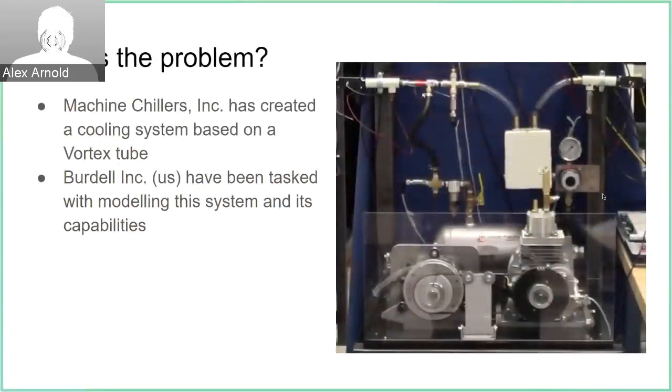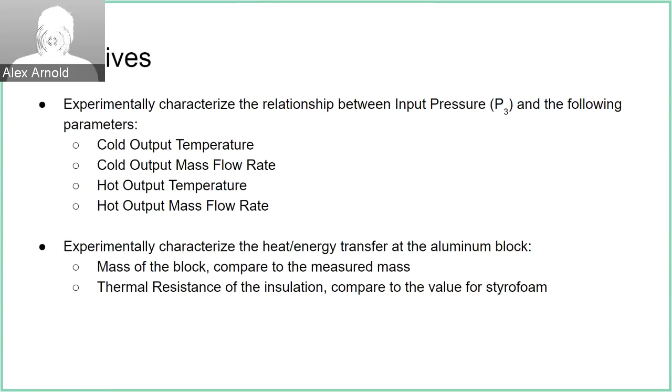Machine Chillers Incorporated has developed a cooling system based on a vortex tube. Our engineering firm has been hired to review the system and determine its capabilities. Using the system in this image and air as the working fluid, an accurate model of the system is to be created. The developed model should successfully establish a relationship between the input pressure and other key parameters, such as the cold output temperature and the cold output mass flow rate.